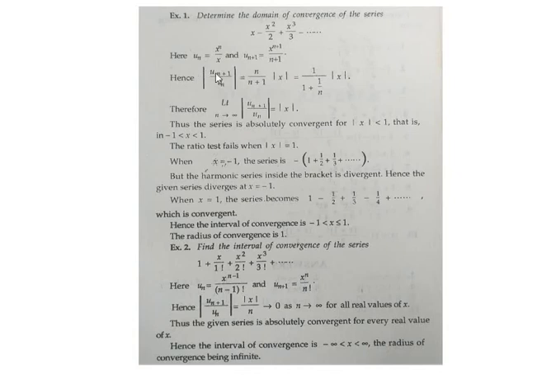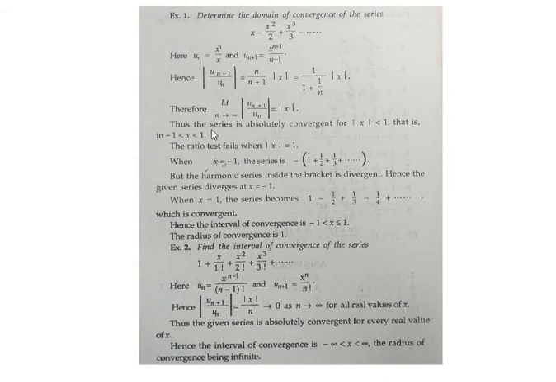For that we have considered the ratio test. The ratio test says that you take the nth term and the n plus 1th term, take their ratio, then take the limit and see what is coming. All this we will discuss in the ratio test part. So here by using the ratio test we got that the limiting value of this series is mod x.